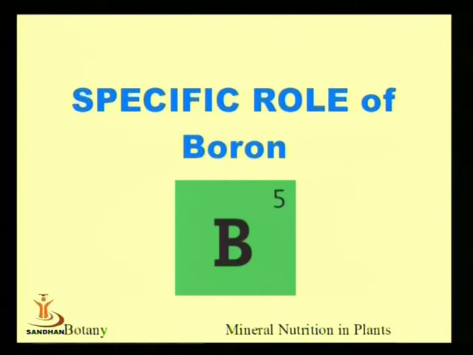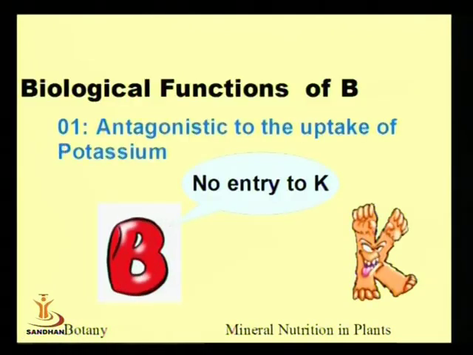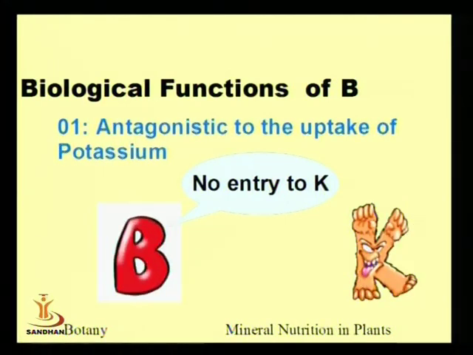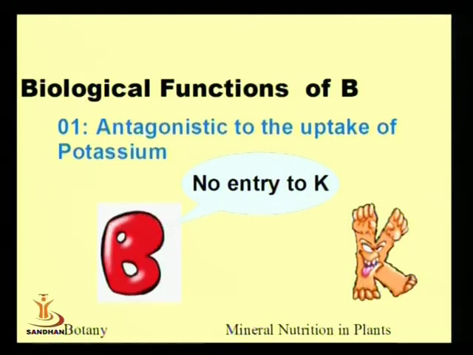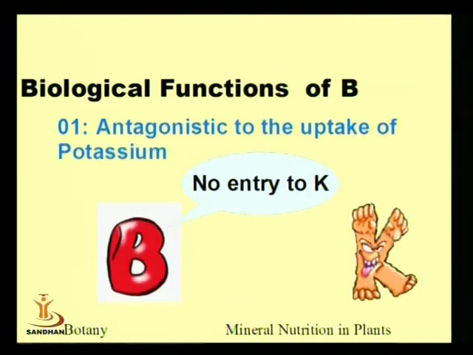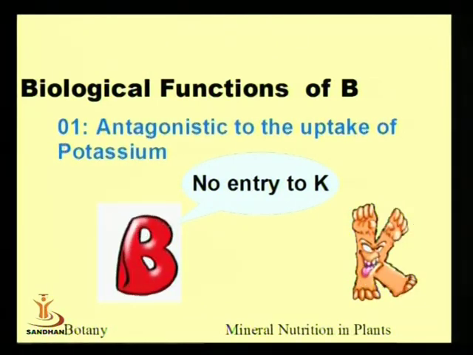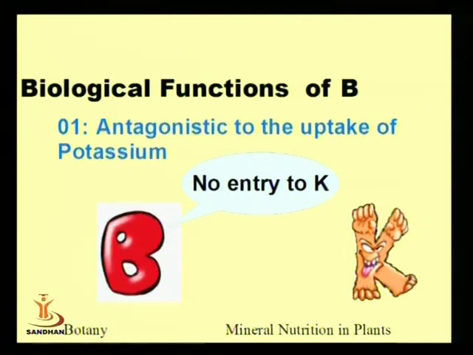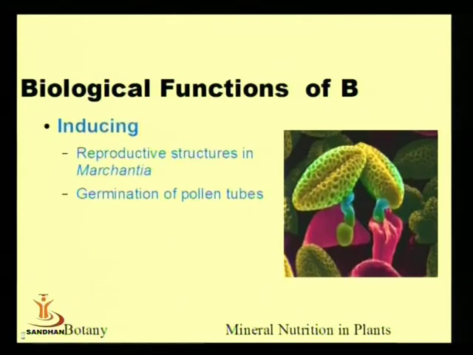If you are recalling, it is absorbed neutrally, right? Now boron is antagonistic to the uptake of potassium. If boron is there in huge amount, it will not allow the uptake of potassium in huge quantity, so that it will become toxic. You know very well, potassium being a cation will be absorbed easily, but it will be checked or stopped by boron, right?